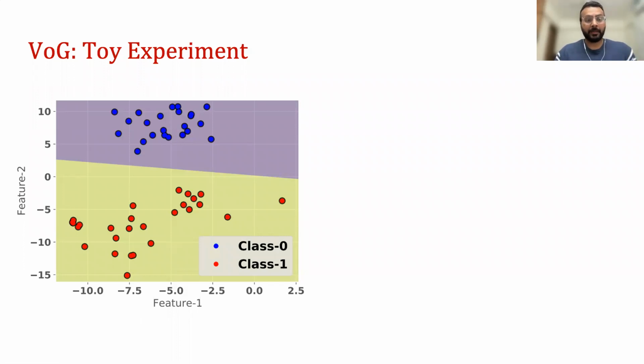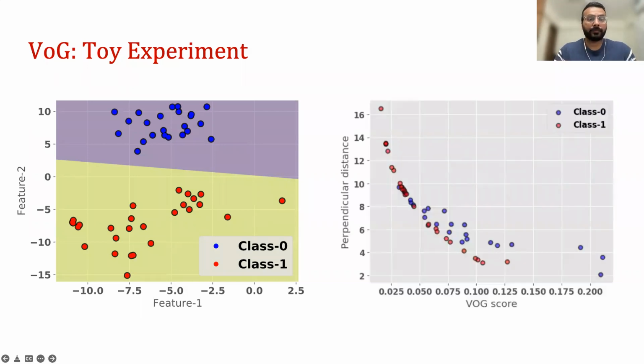Now, I'd like to recap what I said in my previous slide. VOG essentially says that for points where the model is more confident, the VOG scores will be small, and for harder examples, the VOG scores will be high, right? So we took that hypothesis and plotted this figure where we have the VOG scores on the x-axis, and the perpendicular distance of the points you see on the left from the decision boundary on the y-axis.